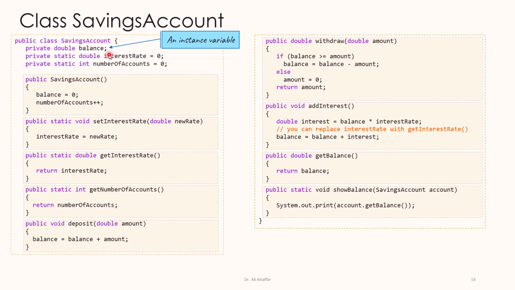This is the implementation for the savings account class. First, we define the data members. We have three data members. First is balance, which is non-static. It is an instance variable, and the other two are static.